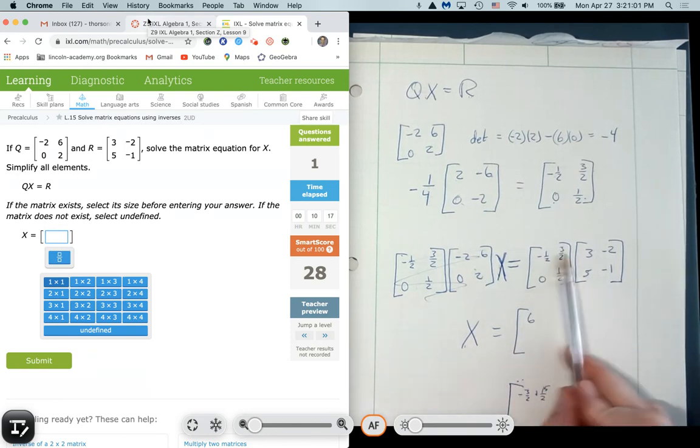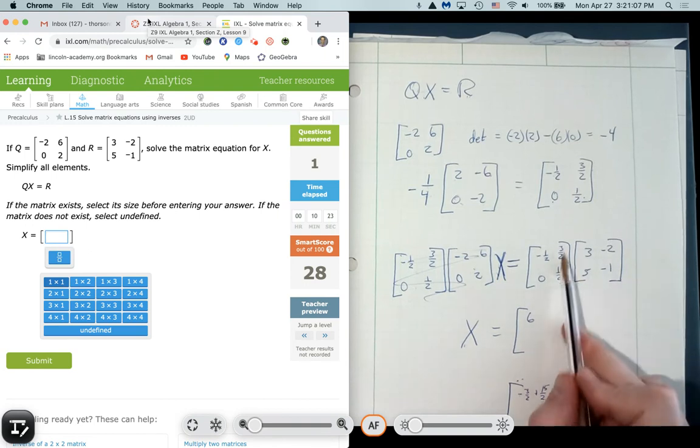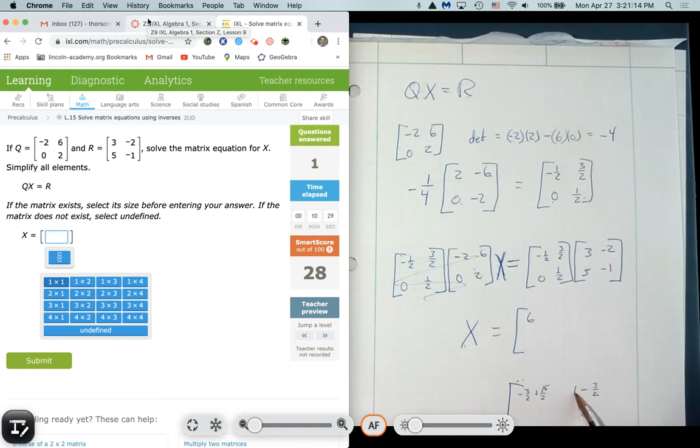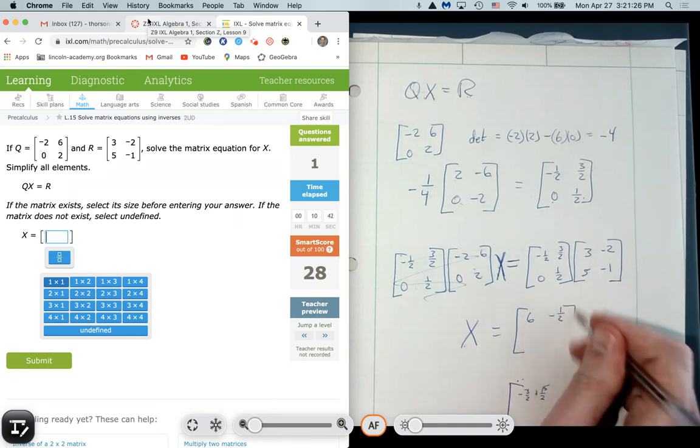Now I'm going to do the first row times the second column. Negative 1/2 times negative 2 will give me a 1. 3/2 times negative 1 is going to give me a minus 3/2. And again, I probably should have just left this as positive 2/2, and 2/2 minus 3/2 is negative 1/2. So I got my second term.